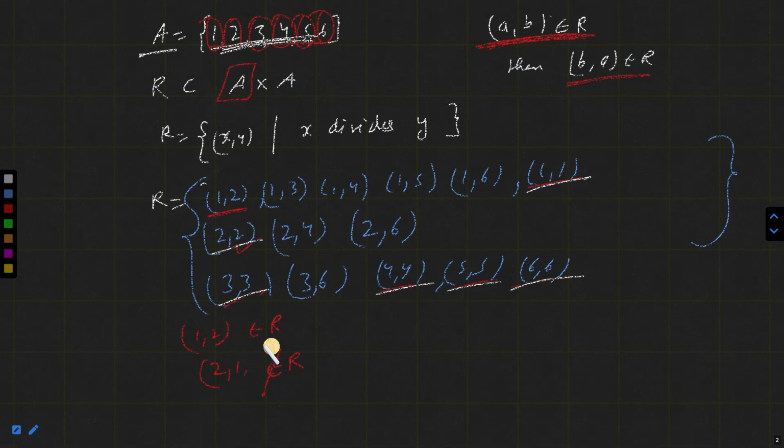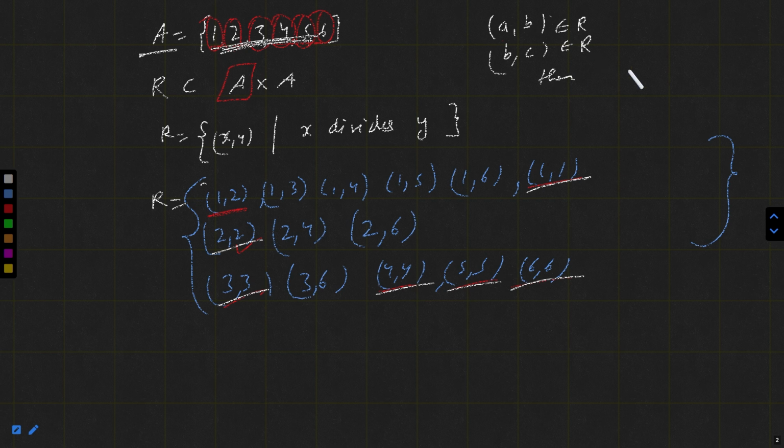Okay, let's talk about transitivity. For transitivity, what we need is: (a, b) belongs to R and (b, c) belongs to R, then (a, c) must also belong to R. What this means is quite simple and straightforward. Whenever these two happen, then I can say that it is transitive, for every a, b and c.